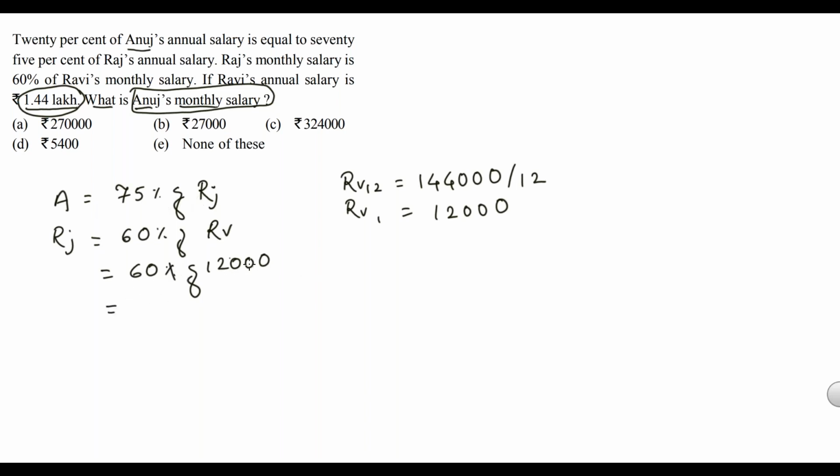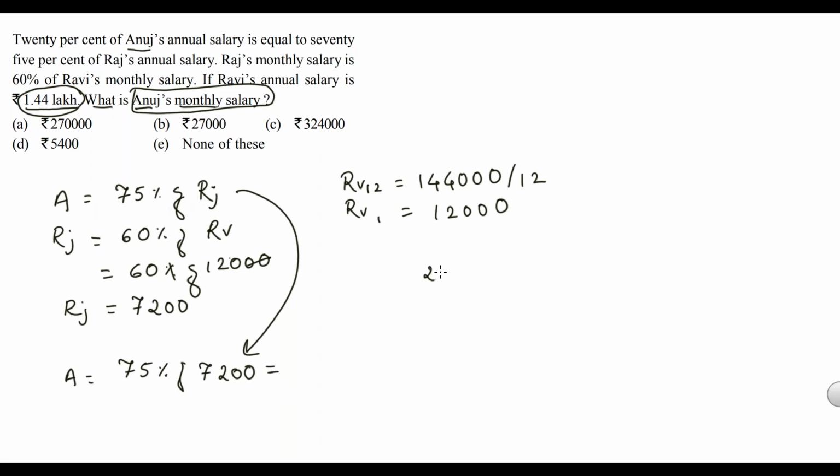We can cancel this percentage and with 2 zeros, that is 7,200. So now we got Raj's monthly salary. Now, if I put that Raj's monthly salary here, I'll get Anuj's salary. Anuj's salary is 75% of Raj's salary, 7,200. So how do we find 75%? Either you find 25% and multiply by 3, or you subtract the 25% from the total.